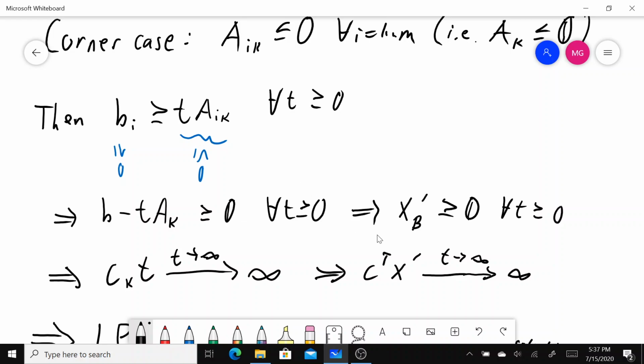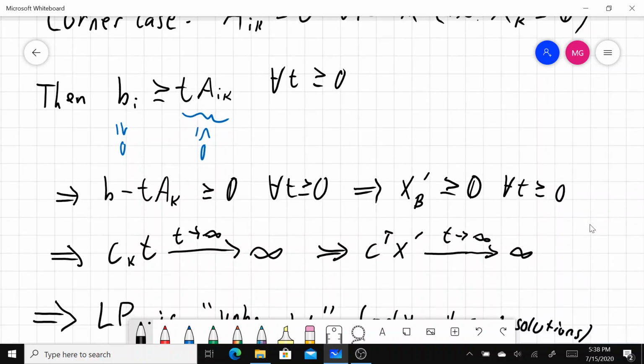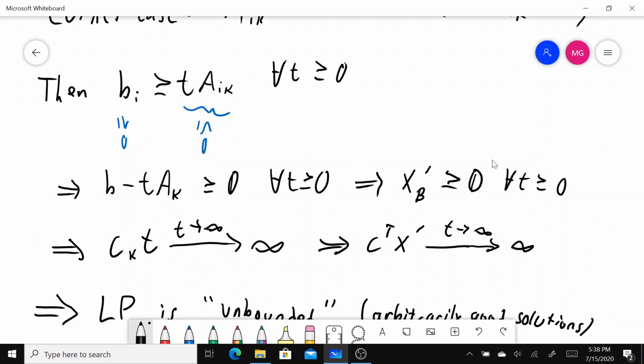And basically what we're saying, so x prime, the basic components of x prime, I'm just filling in what b minus t ak is. It's xb prime. It's greater than or equal to 0, no matter what t is. And so if you look at the objective function, the point, up here with this line, is that you're not going to ruin non-negativity by increasing t.